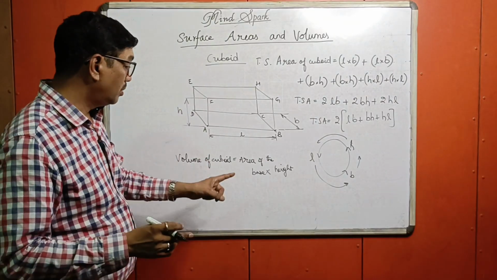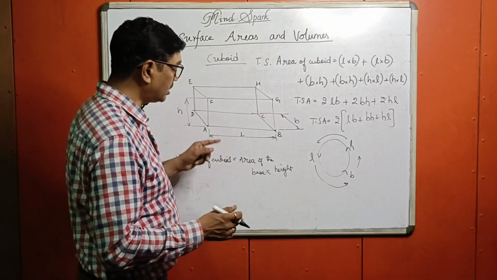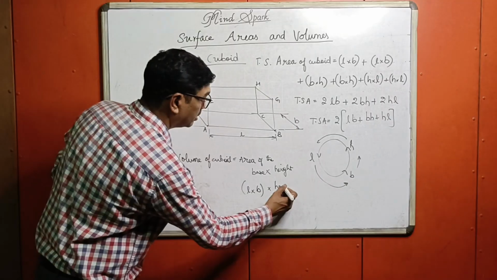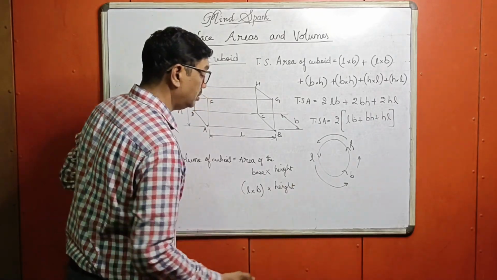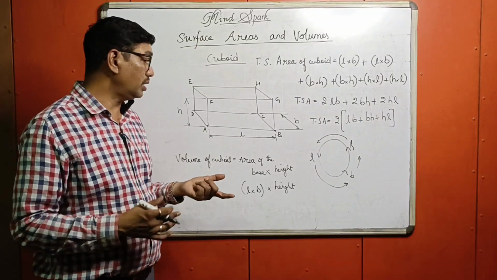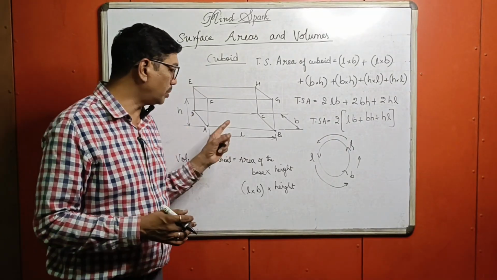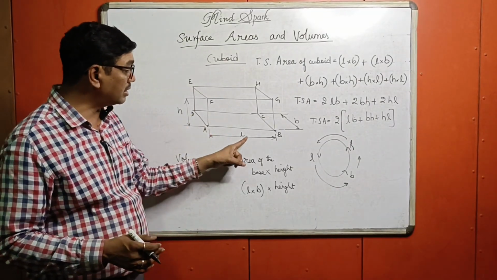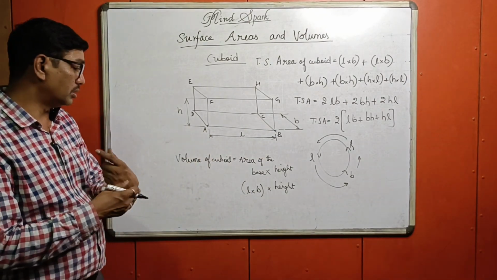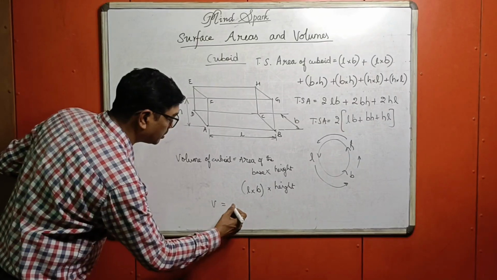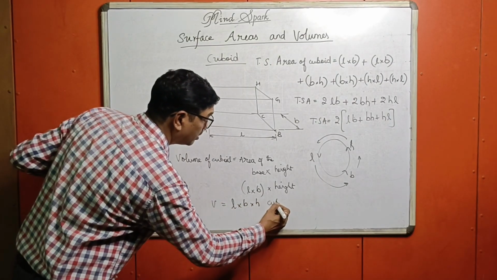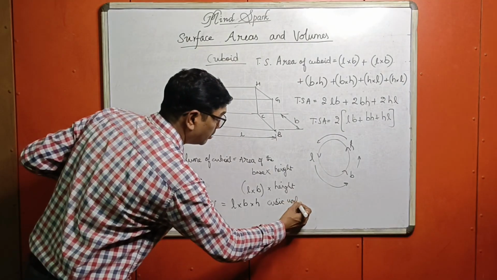For prism, what is the area of the base? For this, what is the area of the base? It is L into B into height. So this is the easiest method to understand the volume of a prism, or this cuboid. For this cuboid, the base area is length into breadth and into height. So this formula holds good. So ultimately volume is equal to L into B into height. So many cubic units. Clear now?